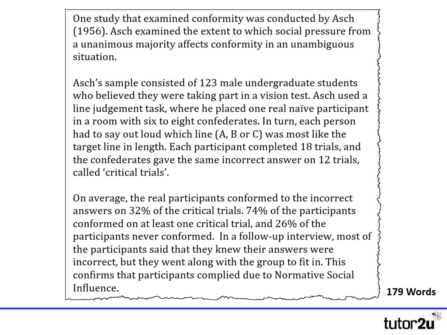74% of participants conformed at least once, and 26% never conformed. In a follow-up interview, most of the participants said they knew their answers were incorrect but went along with the group to fit in, which confirms that participants complied due to normative social influence. That's 179 words. Some teachers would argue, and rightly so, that they might advise you to write 1 to 2 studies, 1.5 studies. It's very, very hard in social because there's so much to say about the studies. 1 study in depth, if it just says outline and evaluate research, would be enough, okay? But you could take 1 or 2, it doesn't matter.